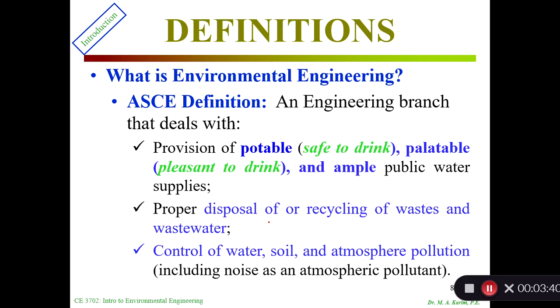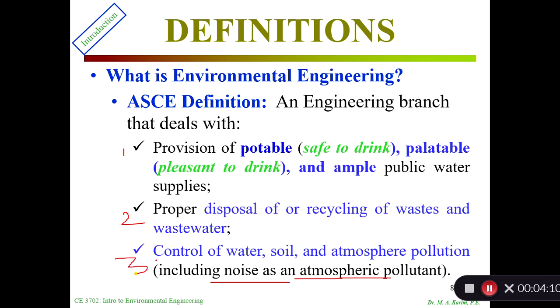So what is environmental engineering? The ASCE definition: the first is the provision of potable, safe to drink, palatable, pleasant to drink, and ample public water supplies. We have to make provision for that, so that deals with environmental engineers. This is number one. Number two is proper disposal or recycling of waste and wastewater. Number three, control of water, soil, and atmospheric pollution. Finally, noise pollution is also another one.